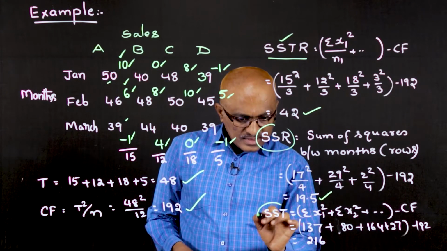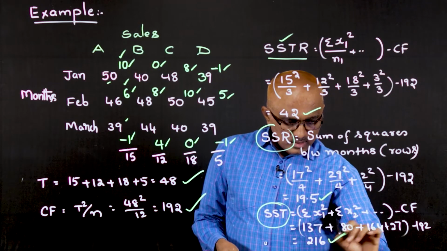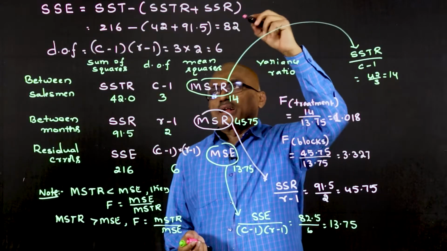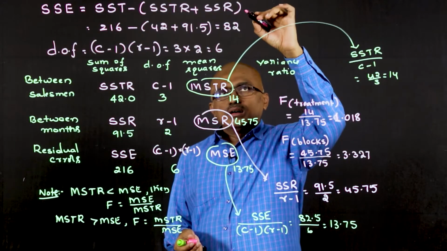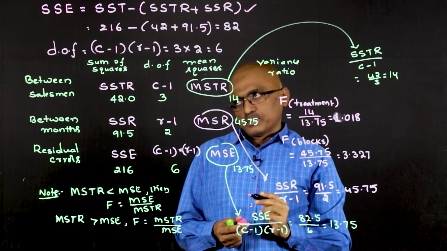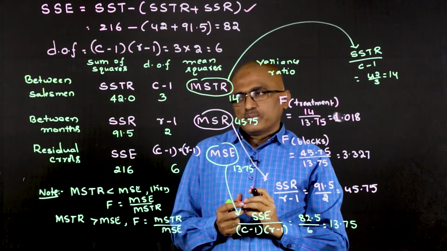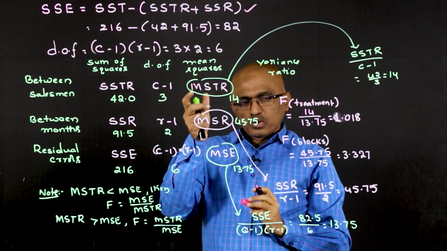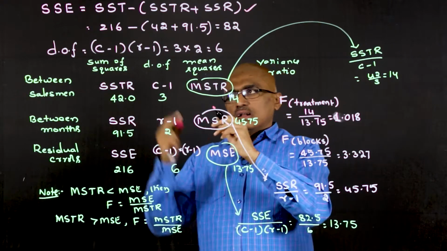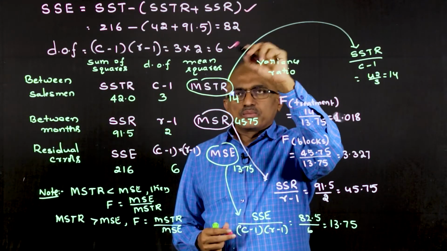Next we calculate SST, sum of squares total. So then we got 216. Now we calculate SSE, which is sum of squares total minus SSTR and SSR summed together. Now we'll have various degrees of freedom. One is degrees of freedom with respect to rows, with respect to columns, and also degrees of freedom on the whole, that is R minus 1 into C minus 1, that is 6 here.